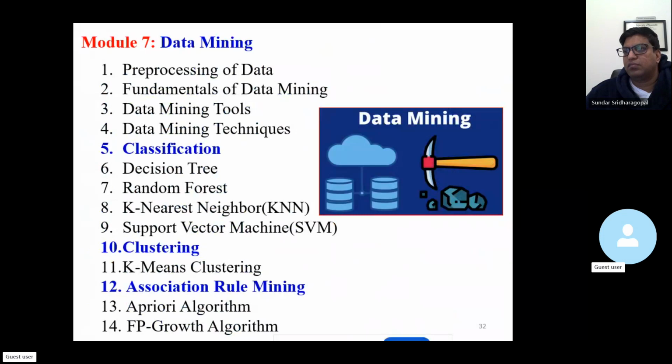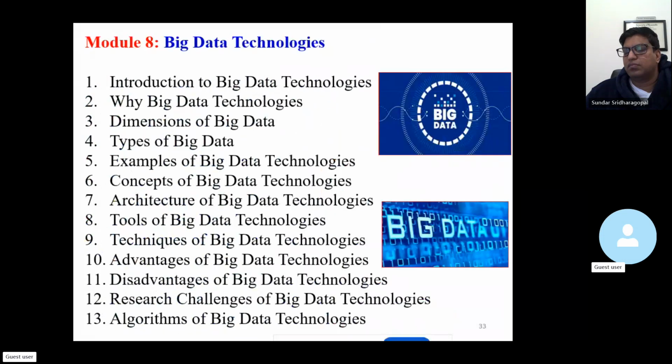Then we can see the big data technologies. Which data can we call big data? Sundar, are you understanding what I am explaining? Yes, that's right. Perfect. So now my question is, which data can we call big data? Sundar, can you reply to me?